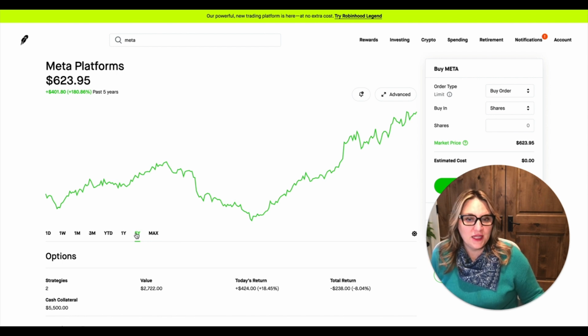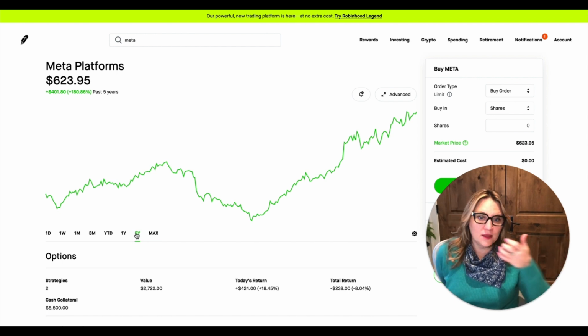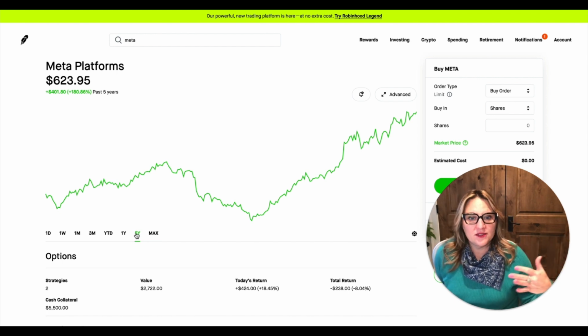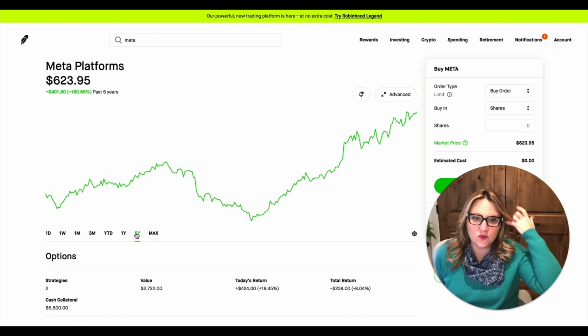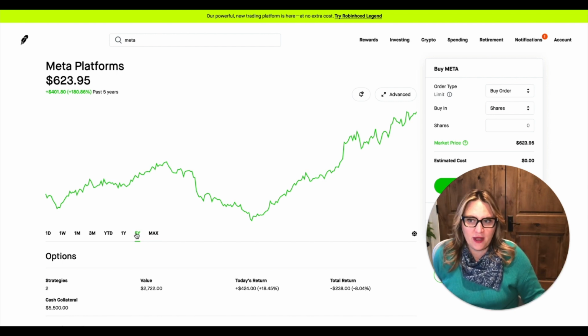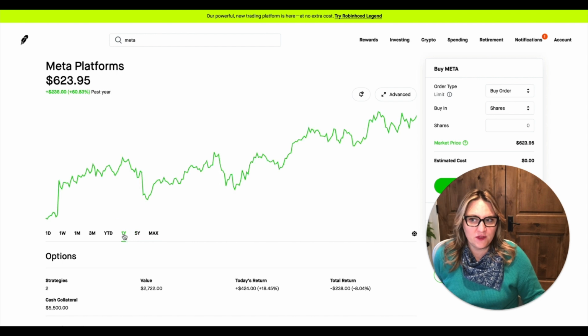And you are being rewarded for being in these stocks, because a lot of times people, I don't know, maybe not me, but certain people feel that when a stock is on a run for 5 years, maybe it can't grow anymore. So this is one of the reasons why these premiums are higher. So it's 180% in 5 years, and this last year is 60%. So a lot of that return came in the last year.